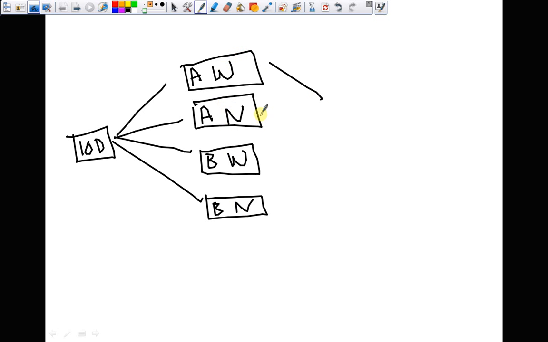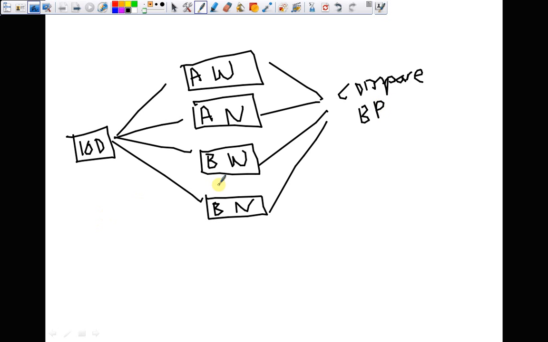At the end, we'll compare blood pressures from all 4 groups and get an idea of both. We're mostly interested in diet A and diet B, but we'll also get an idea of how exercise affected it. Now, that's if you can control whether they work out or not.